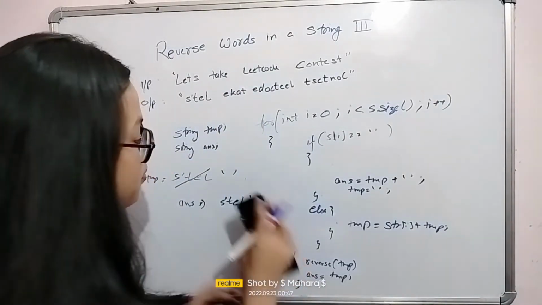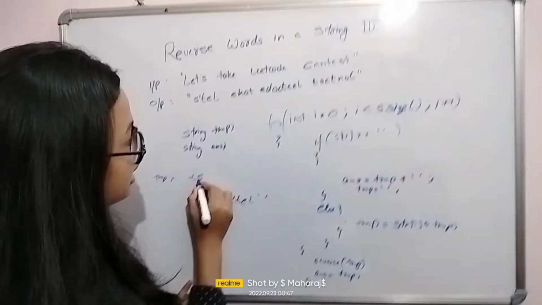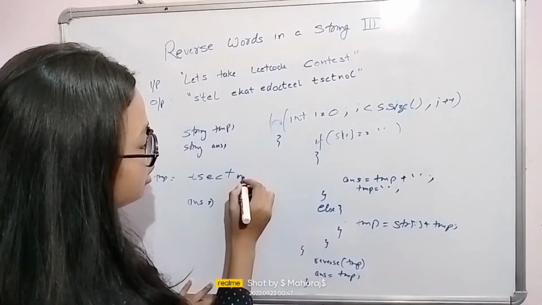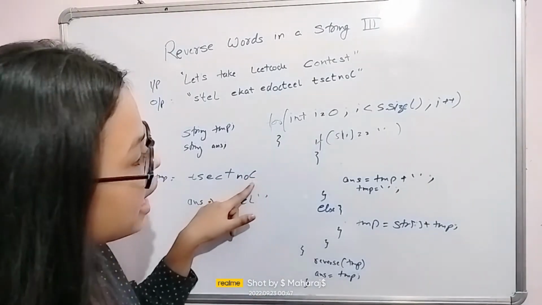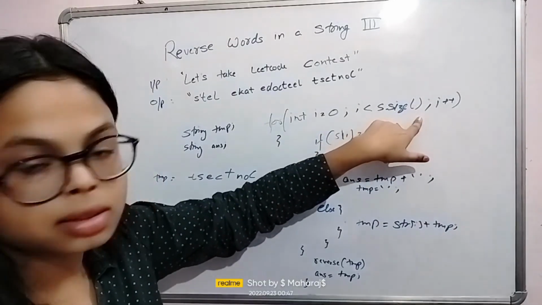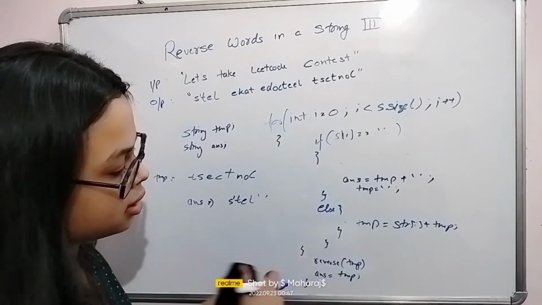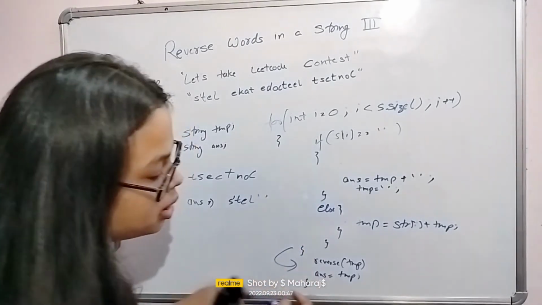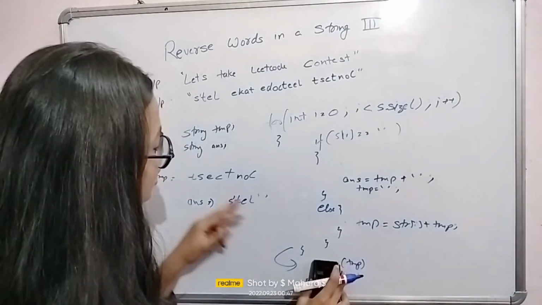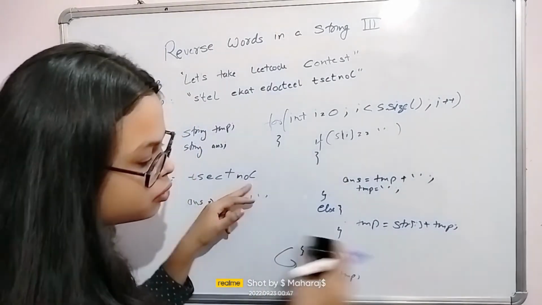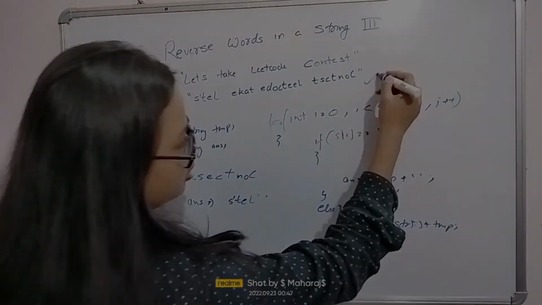For the last word, what will be in the temporary? You can all guess: temp will have TSETNOC, right? And when i equals s.size, we come out of this for loop. After the for loop we won't be doing reverse again, because the temporary string is already reversed. So we'll simply add it to the answer and we'll get the answer. Thank you.